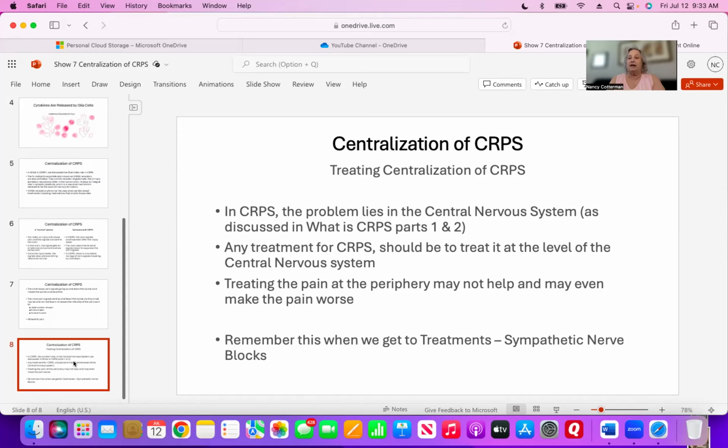We used to think that CRPS was an abnormality of the sympathetic nervous system, thus the name reflex sympathetic dystrophy. And that carries over with physicians doing sympathetic nerve blocks. And those blocks only work on that one nerve. They do not work on the spinal cord and brain. So this is really important for you to understand.